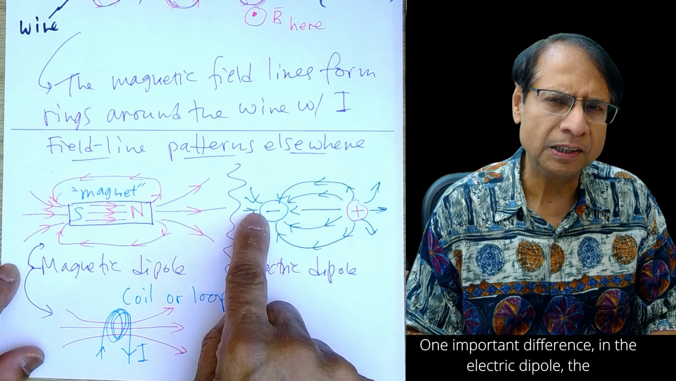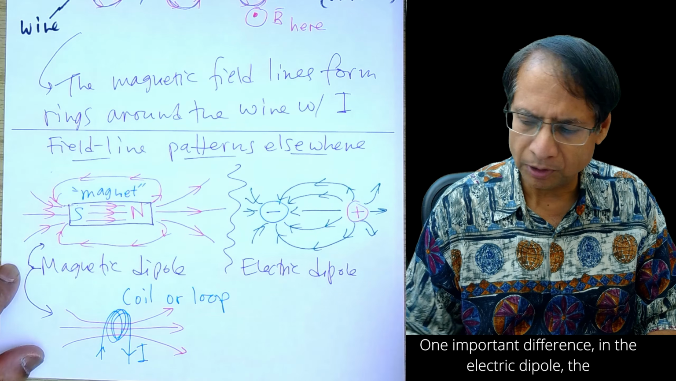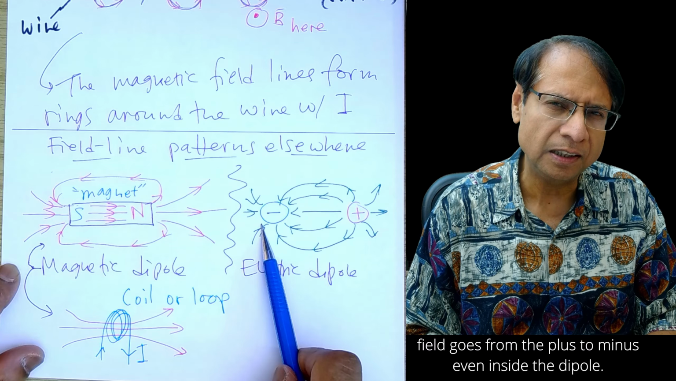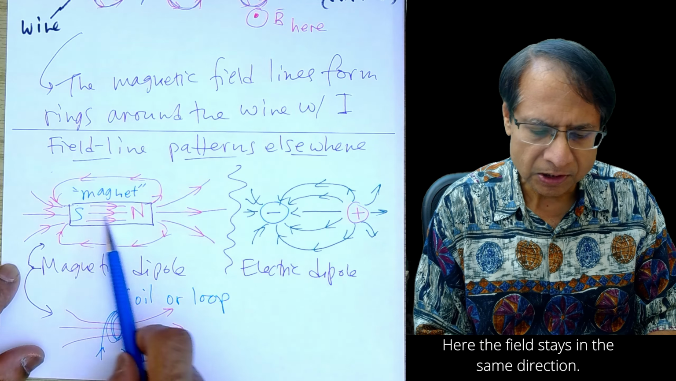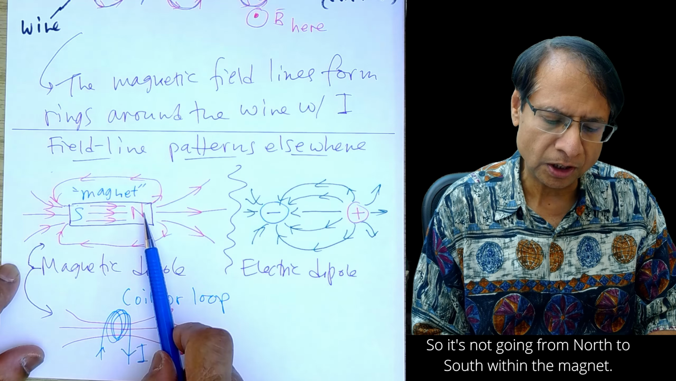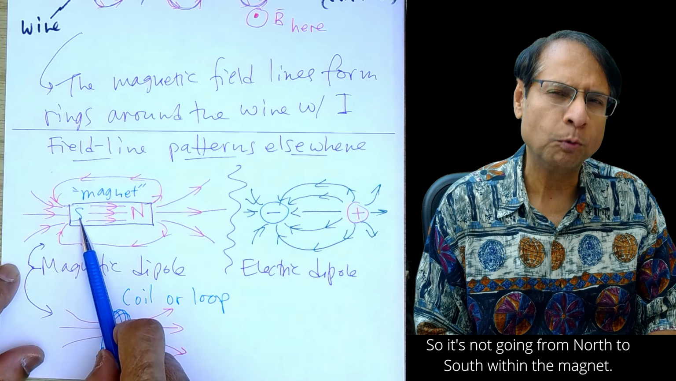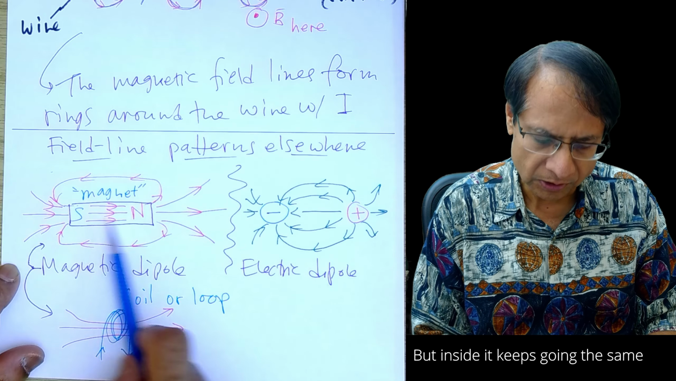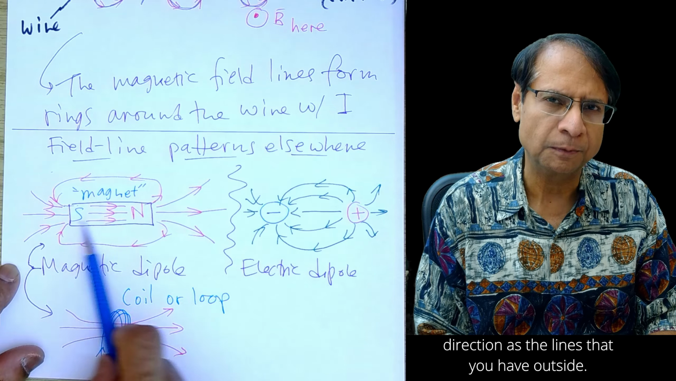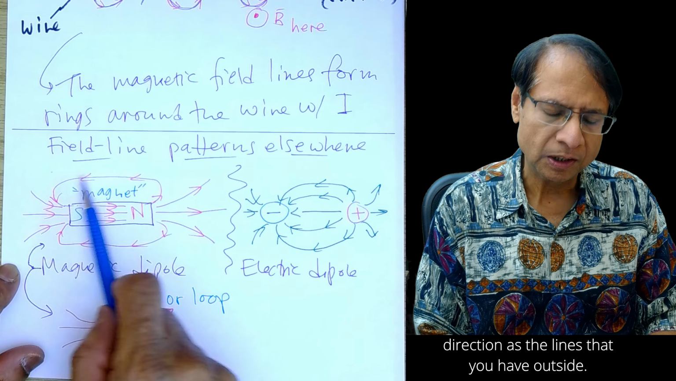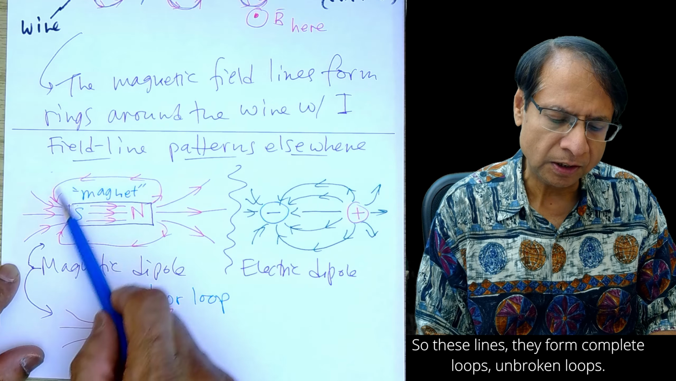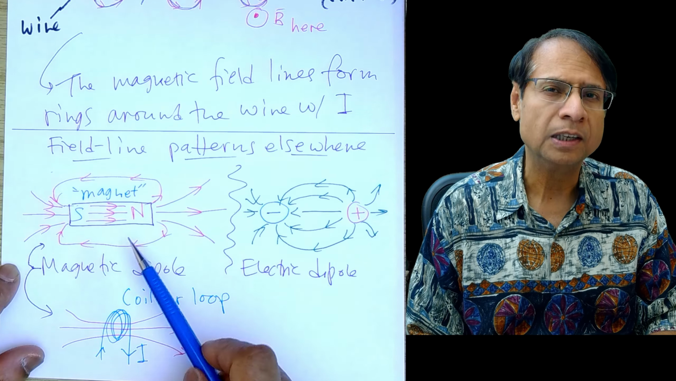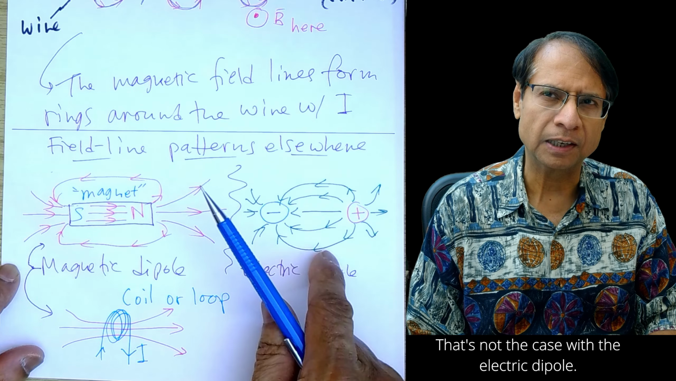One important difference: in the electric dipole, the field goes from the plus to minus even inside the dipole. Here, the field stays in the same direction. So it's not going from north to south within the magnet. It's going from north to south outside, but inside, it keeps going the same direction as the lines that you have outside. So these lines form complete, unbroken loops. That's not the case with the electric dipole.